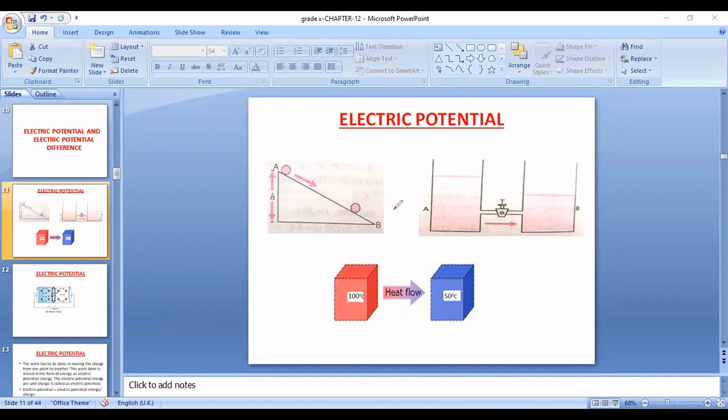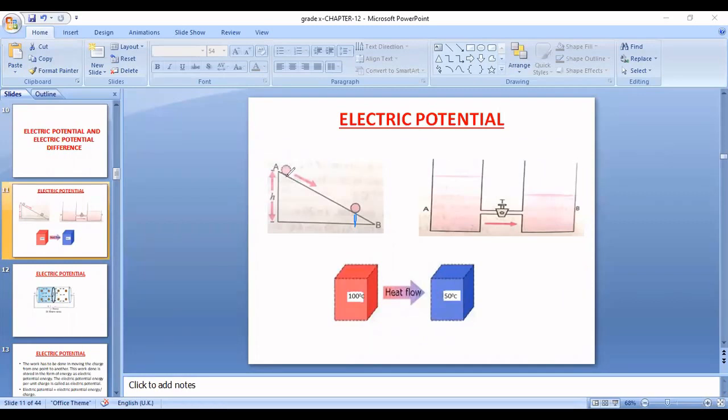ठीक है, तो इसको हम समझने की कोशिश करते हैं. देखिए, पॉइंट A पर क्या है, यहाँ पर हाइट ज्यादा है. देयर इज हाइट एट पोजीशन A इज मोर देन दिस पोजीशन, राइट. यहाँ पे जो हाइट है बॉडी की वो कम है और यहाँ पर हाइट ज्यादा है, राइट.